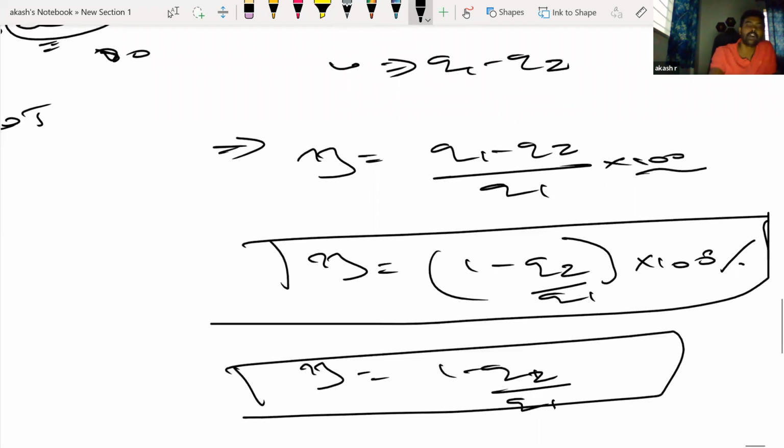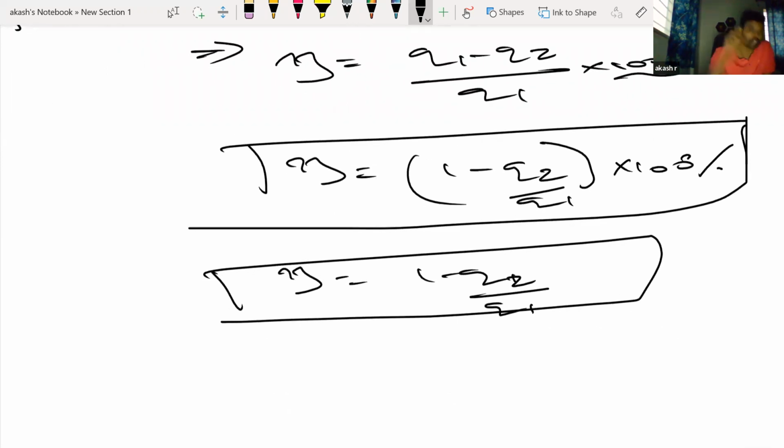Now we know that Q1 is related to temperature T1, and Q2 is related to temperature T2. So I can also give another formula: eta will be equal to 1 minus T2 by T1, where T2 is the temperature of the sink and T1 is the temperature of the source.